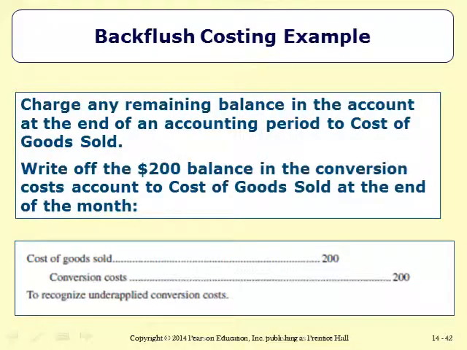So what if actual costs added to the conversion cost account do not equal the standard amounts that are transferred to finished goods? We treat these variances similar to overapplied or underapplied overhead. Backflush systems assume that account balances for conversion costs are approximately 0 at all times. Thus, we charge any remaining balance in the account at the end of the accounting period to cost of goods sold. So suppose actual conversion costs for July were $8,600 and the amount transferred to finished goods that is applied to the product is $8,400. We would write off the $200 balance in the conversion cost accounts to cost of goods sold at the end of the month, and that's what this journal entry does.